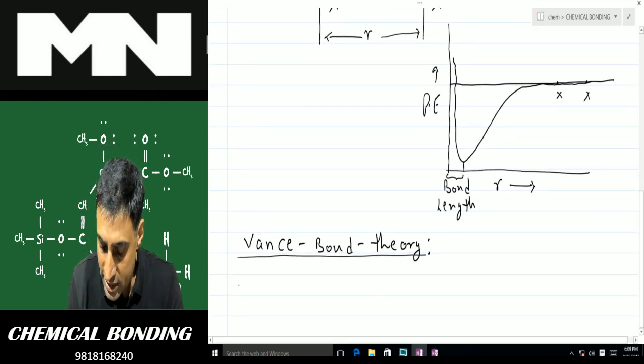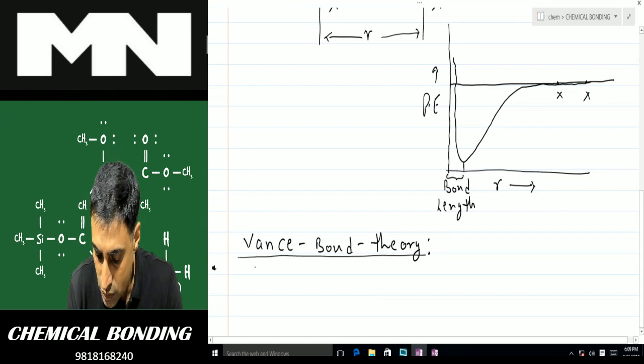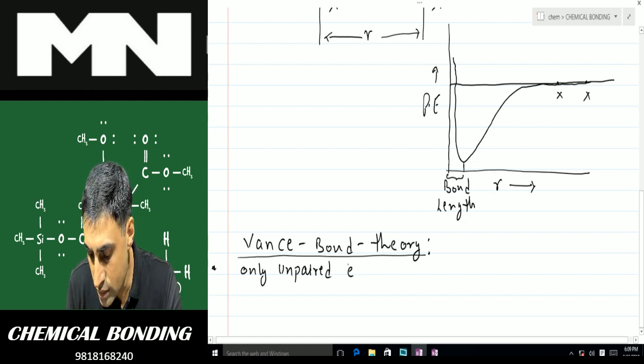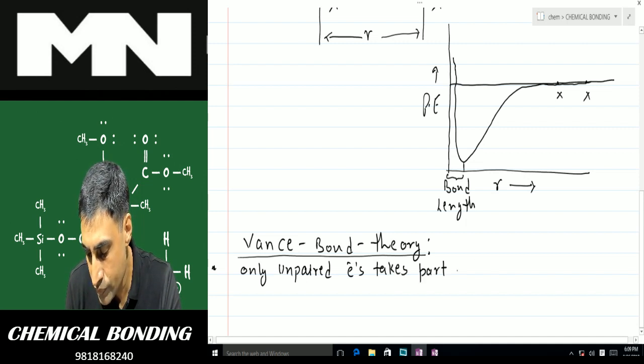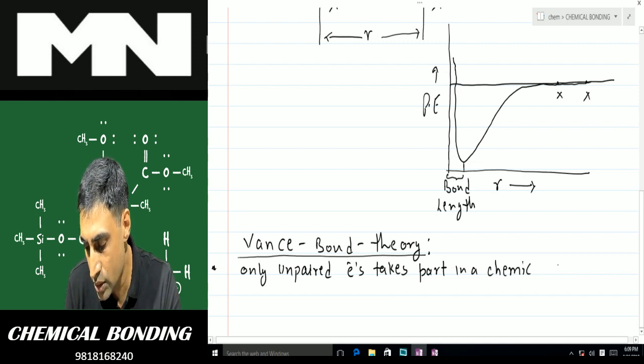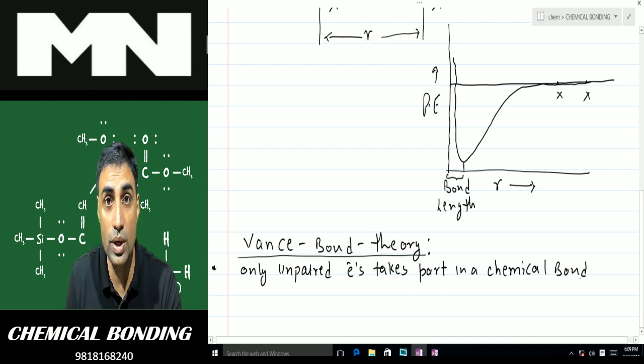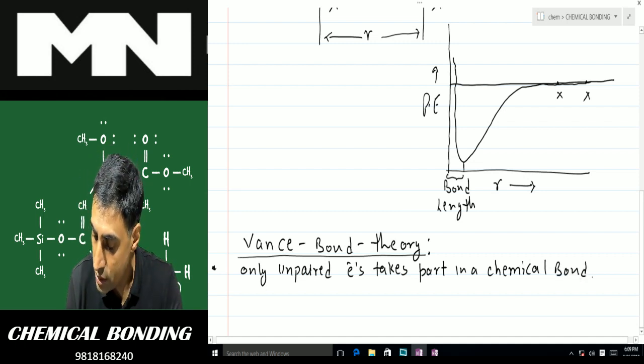So according to this theory, the first assumption is: only unpaired electrons take part in a chemical bond. Only unpaired electrons take part in a chemical bond.